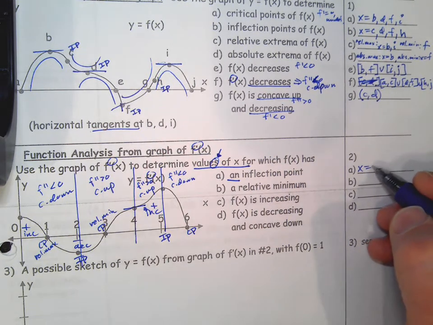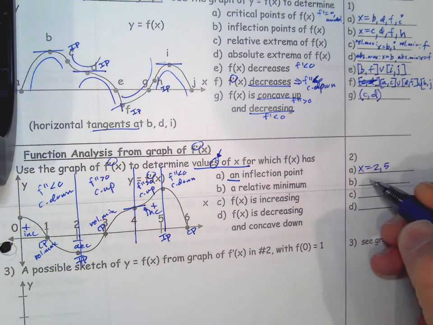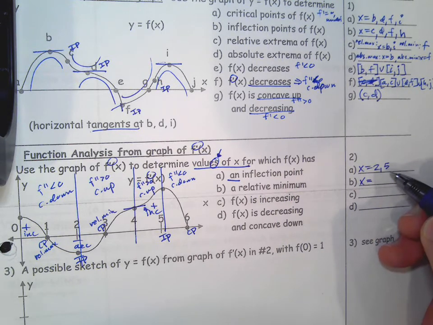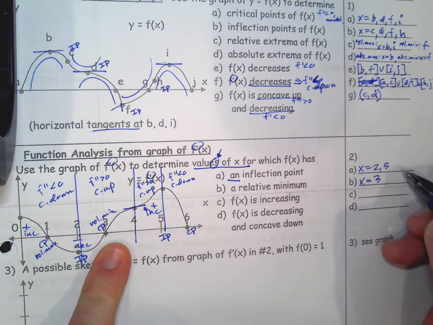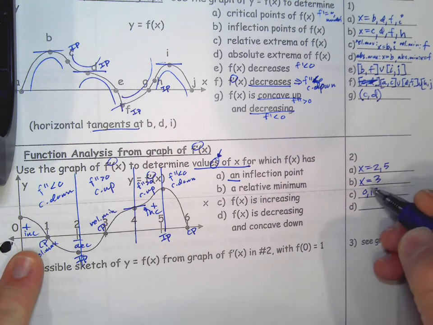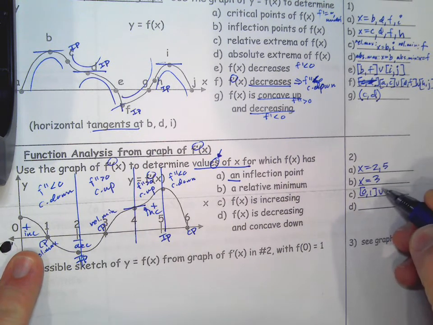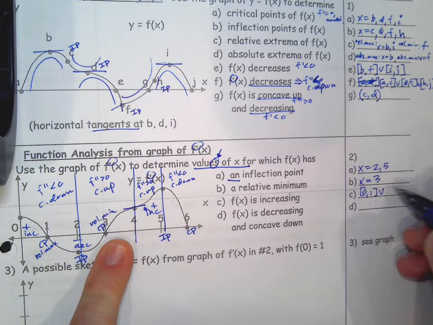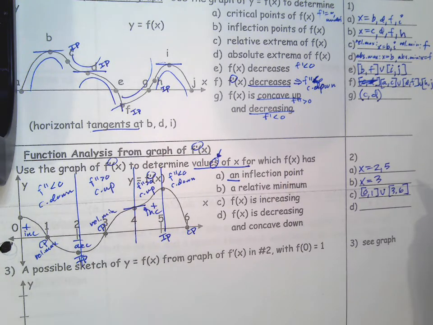So inflection points at x equals 2 and 5, relative min at x equals 3, f is increasing from 0 to 1. We include endpoints for increasing, decreasing. And it's increasing from 3 to 6. Okay, don't misinterpret this as the graph of the slope. This is the graph of the derivative.